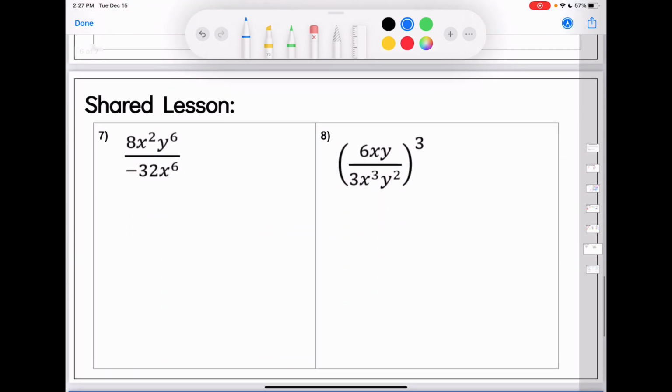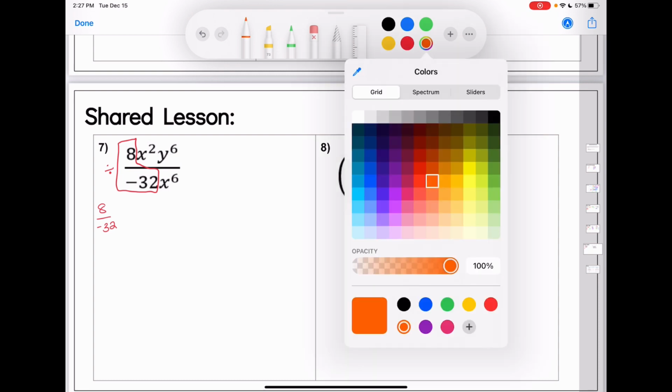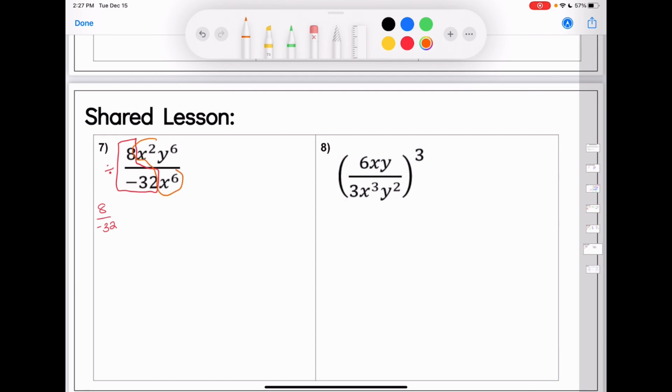All right, last couple just to really kick it up, make sure that you're really feeling confident in all of these. Okay, so number 7, the first thing I notice, I've got a couple coefficients, 8 over negative 32. So again, I'm going to divide that, or I think about that as the fraction 8 over negative 32, and I want to reduce it. Then I see that I have like bases with my x's, x to the 2nd over x to the 6th. And then I just have a y to the 6th that doesn't have any other like bases, so it's going to stay how it is.